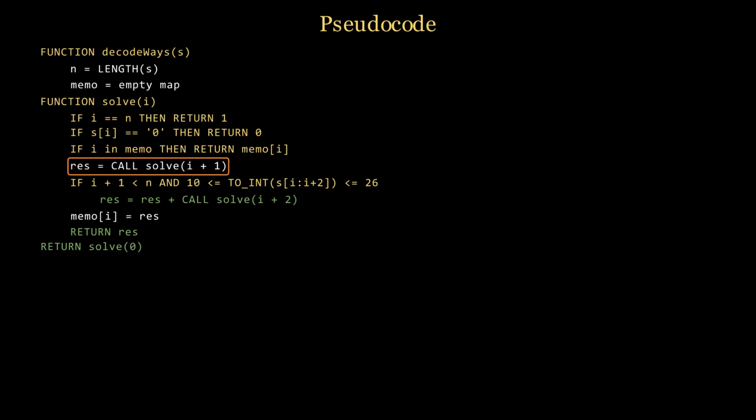Always try the one-digit move, solve I plus 1. Only if the next two digits form 10 through 26, the two-digit move is valid. When valid, add solve I plus 2 into the same result. Cache this index result in memo. Return the computed result for solve of I. Final answer is solve at index 0.